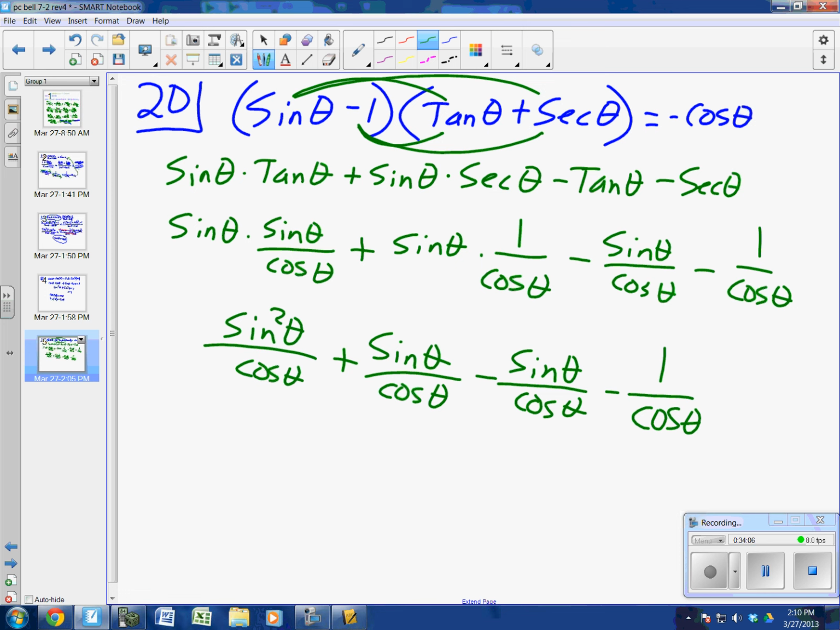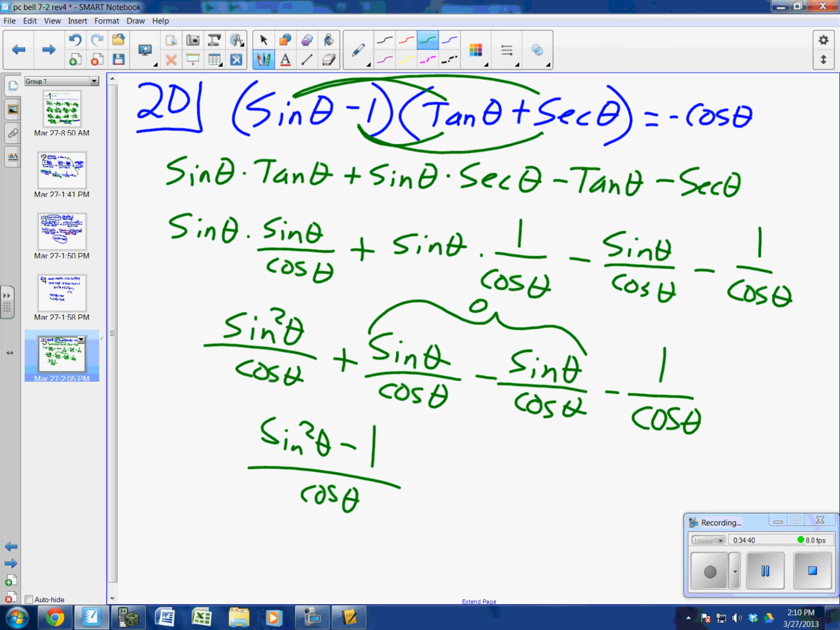Why? I don't like to use the word cancel when you add things up and they add up to 0, but they do add up to 0 and they're gone, right? A lot of people use the word cancel, but they actually add up to 0. So the two middle terms add up to 0. Does everybody see that? 0. So I'm left with sine squared of theta minus 1 over, why can I write it as one fraction? Because they have common denominators.